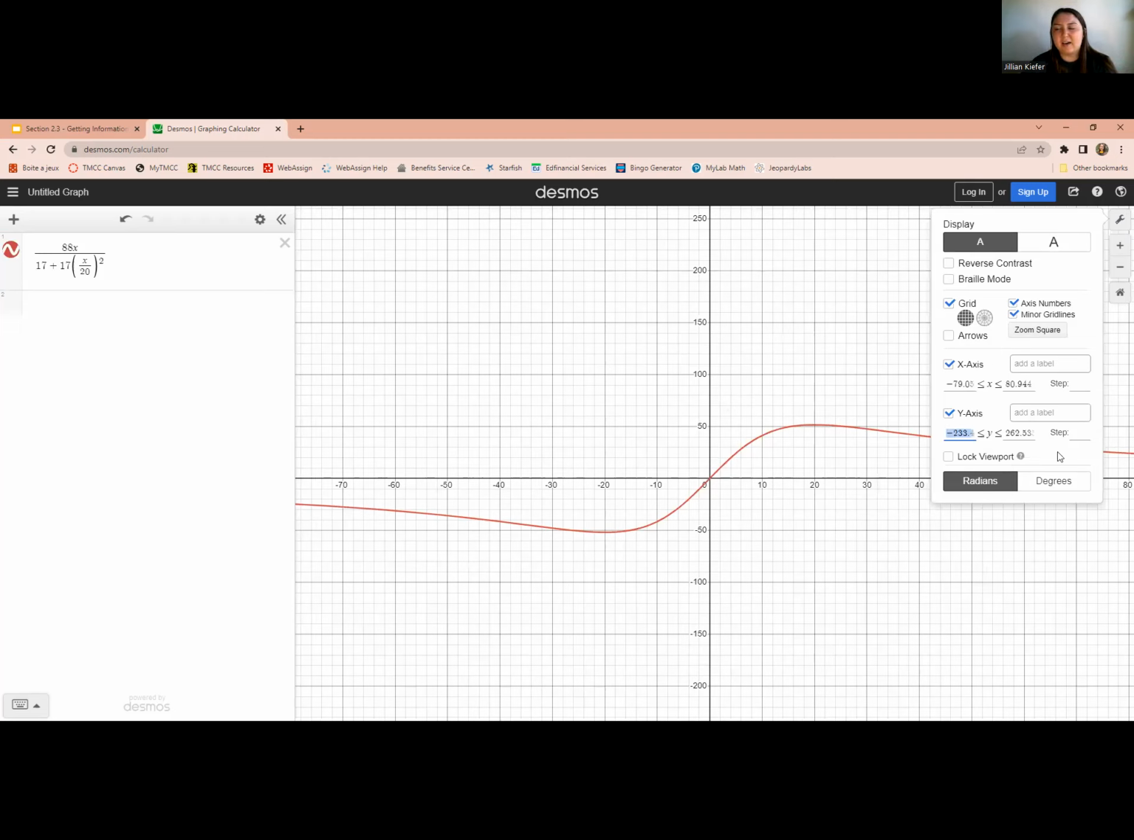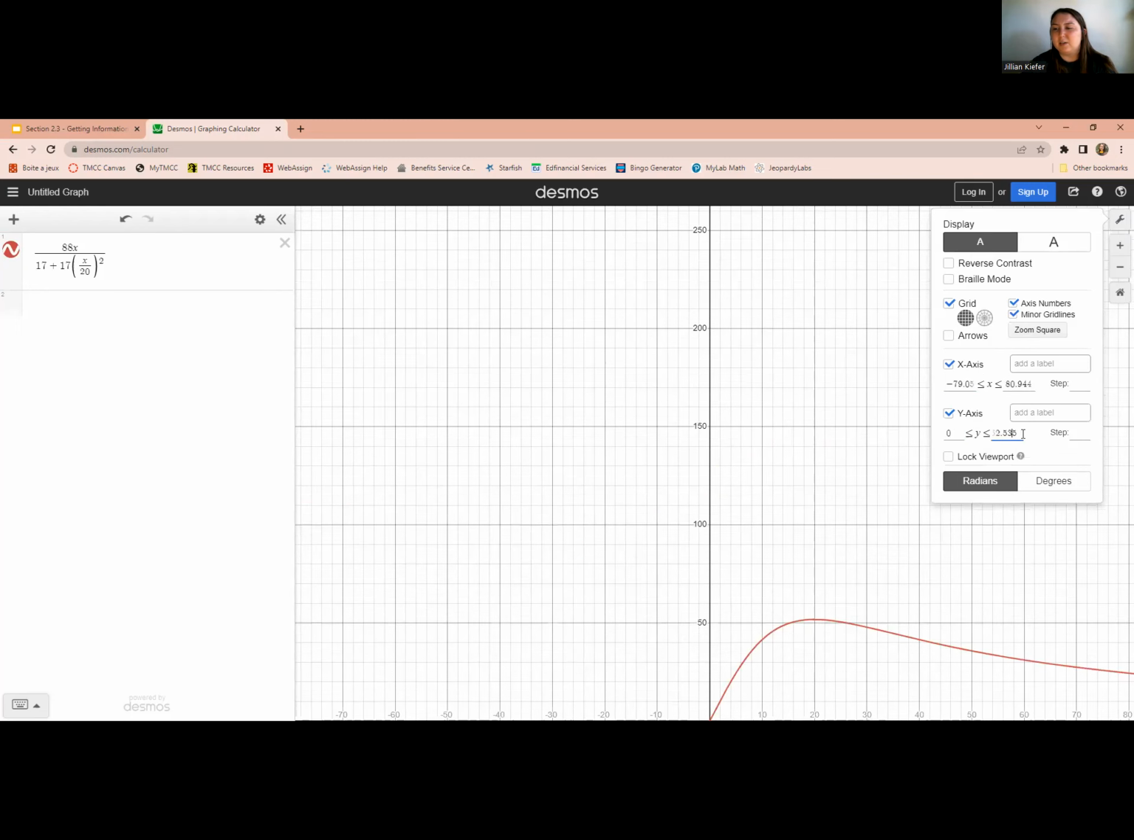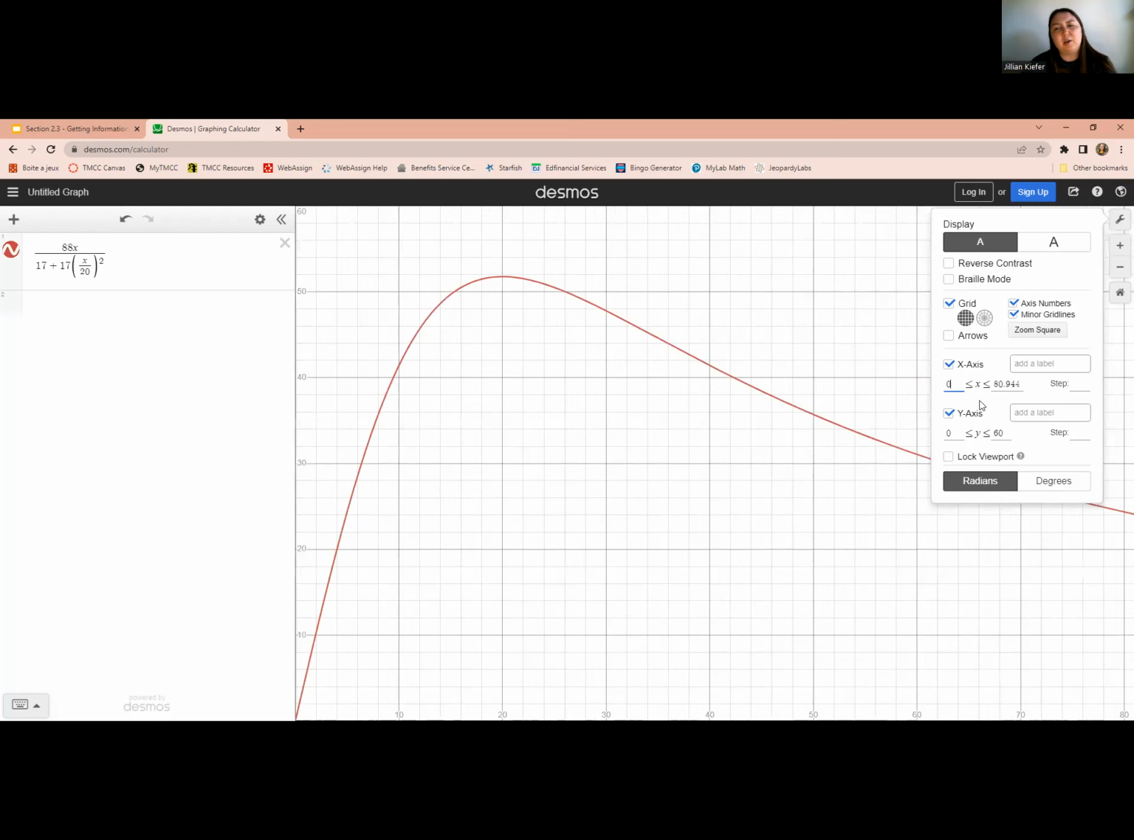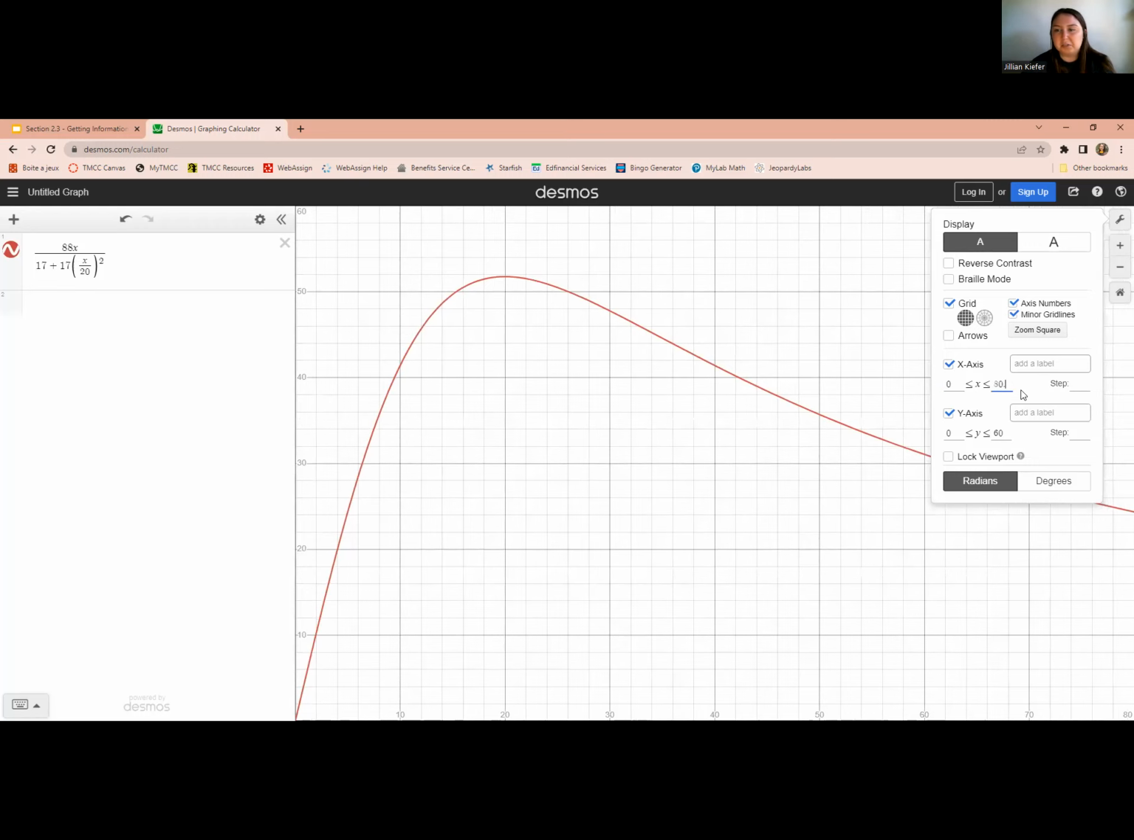It wouldn't make sense to have any negative values for the context of this problem, so we can start at 0. And for our x-axis, we also don't want to have any negative numbers, because it also wouldn't really make sense. And then we'll keep it at about 80. That looks okay.